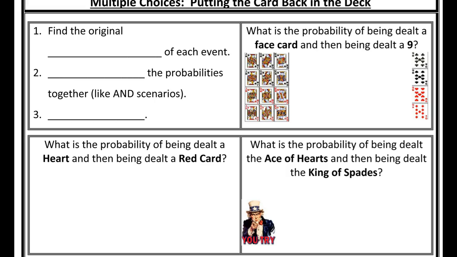When we start dealing with cards being pulled in order, we need to look at multiple choice. Now, we looked at 2 scenarios. In this case, one scenario will be putting the card back in the deck. We're not changing the total number of cards. We're not changing the total events within that category of cards. Nothing about the probability changes. The other scenario is where you take the card out or you deal it out to someone else. In these scenarios, you're going to find the original probability of each event.